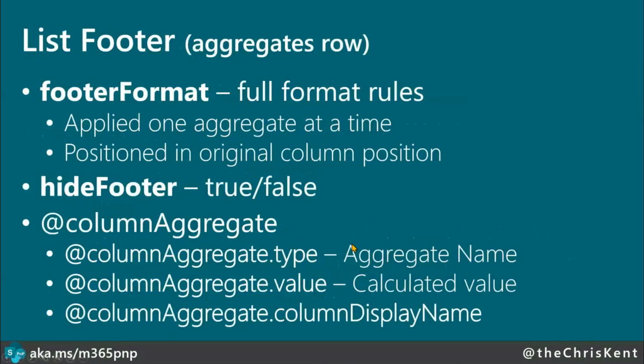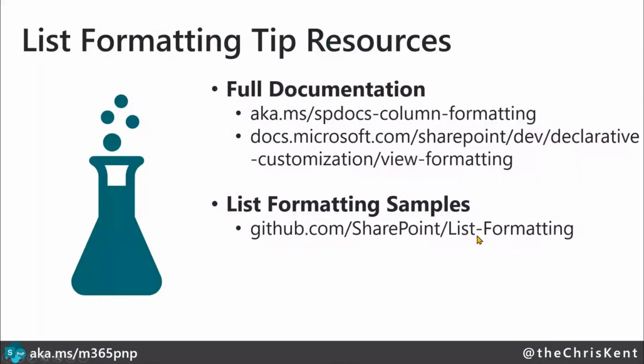And then, of course, the list footer itself, again, you've got another footer formatter. So now we've got 3 different spots to put possible footer formatters, but they are a little different in each spot. So the form, the aggregate bar, and within the group. And, of course, you can hide that footer, and then you can get all the column aggregate information here. Very exciting stuff. And then, of course, there is full documentation on this in the view formatting.